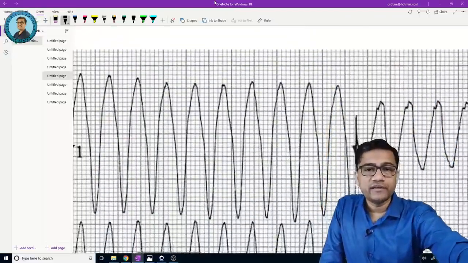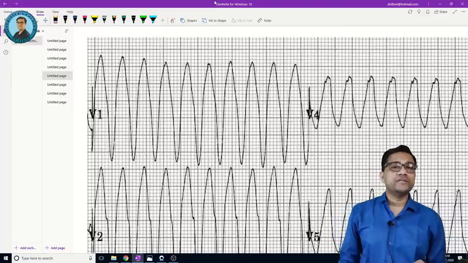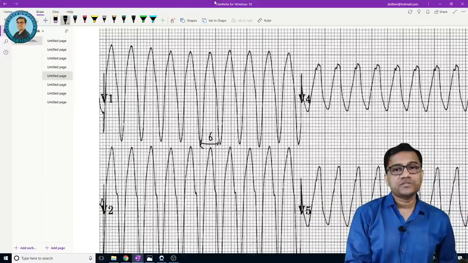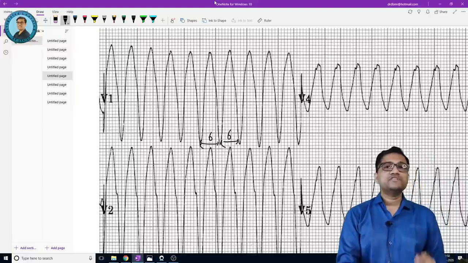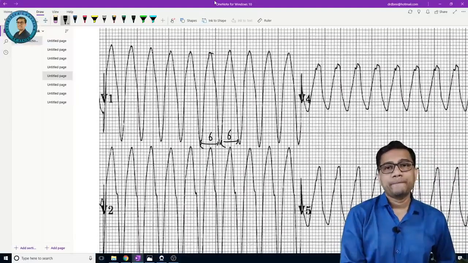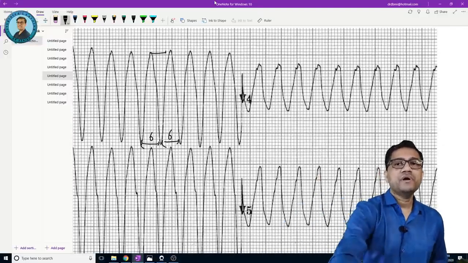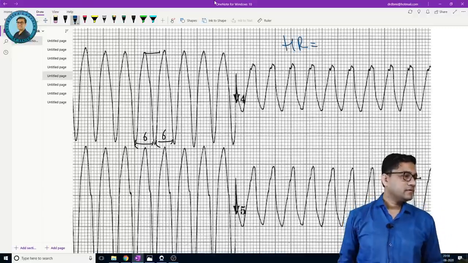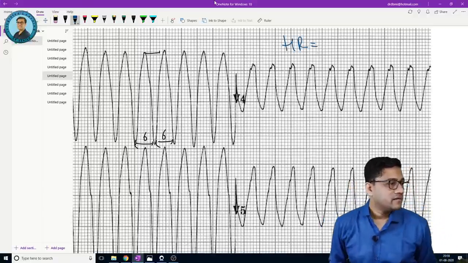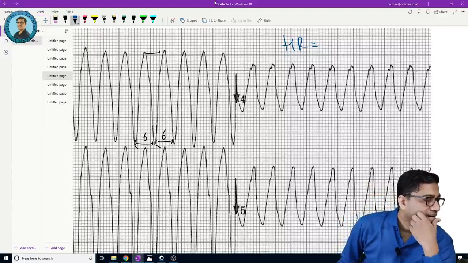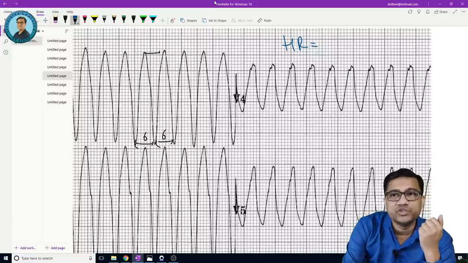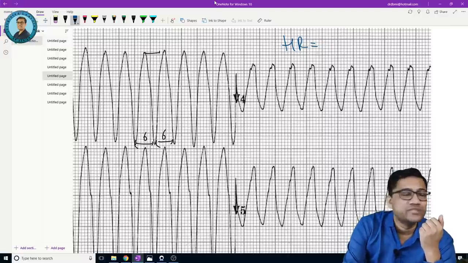Okay, look at this one again. Yes, this is called concordance. Again, can you see how many boxes? 6 boxes. Can you see 6 boxes? That means a wide QRS. What is the rate? Can you calculate the rate? What is the heart rate here? Calculate the heart rate. What is the distance between these two R waves? Yes, it is around 6 boxes, 6 mm.